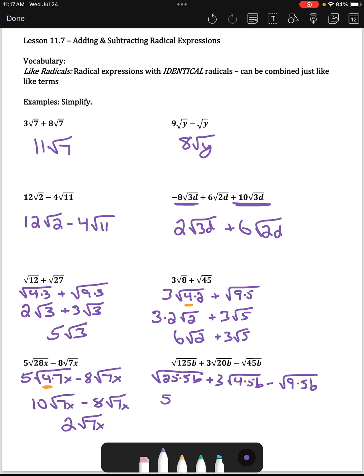So our first term, the 25, comes out as a 5, so we get 5 root 5b. In the middle, the 4 comes out as a 2 and gets multiplied with the 3 that's already there to become 6 root 5b. And in our last expression, the 9 comes out as a 3, the 5b left behind. Combine like terms, which all of these are. 5 plus 6 is 11, minus the 3 on the end is 8 root 5b.